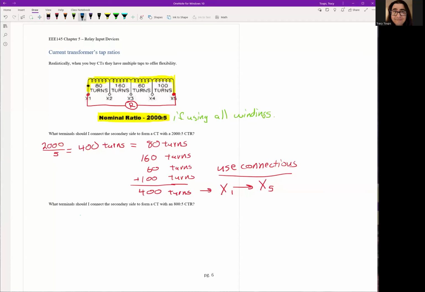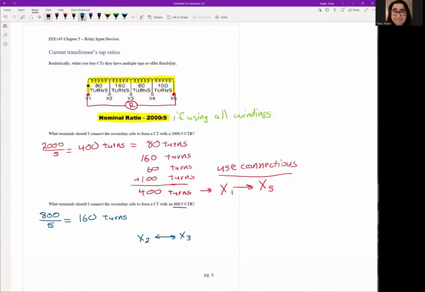Now, what would happen if I wanted an 805 CT? For sure, I'm not going to use X1 to X5, because that's 2005. That's vastly incorrect. Well, let's do the same thing again. I'll have an 800 to 5. All right, let's see what the actual turns ratio of that is. That's going to be 160 turns. Now, if you look over here, conveniently, between X2 and X3 is 160 turns itself. So let's go ahead and use this.